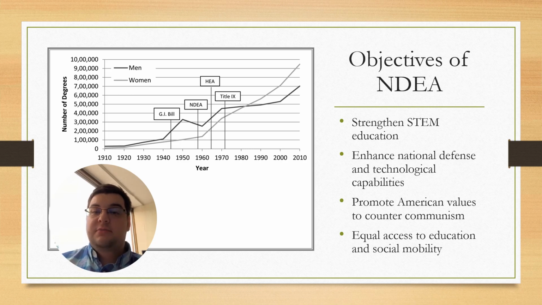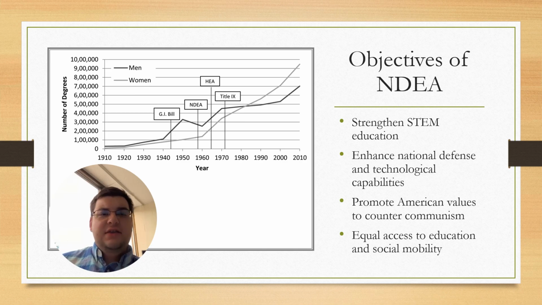The primary focus was those two pieces, but it also promoted American values to counter communism, right? This law focused on emphasizing individual freedom and choice, as well as creating a culture of academic exchange programs with other countries. This was especially effective against the USSR at the time, as a lot of Soviet citizens visited the US and brought back those democratic ideals, which really helped dismantle the USSR.